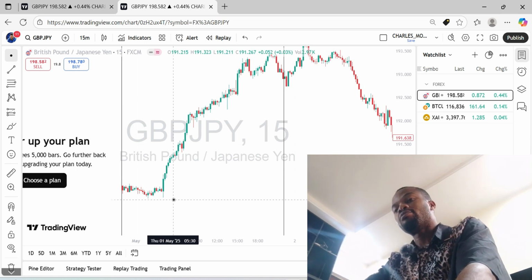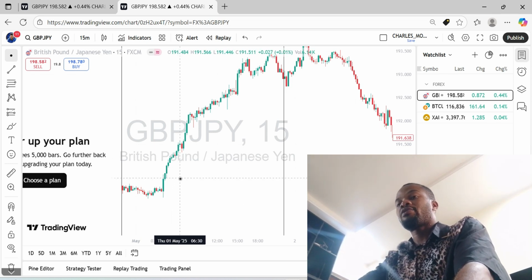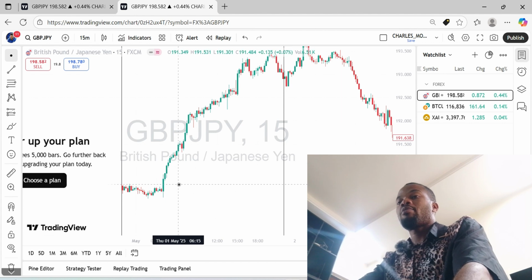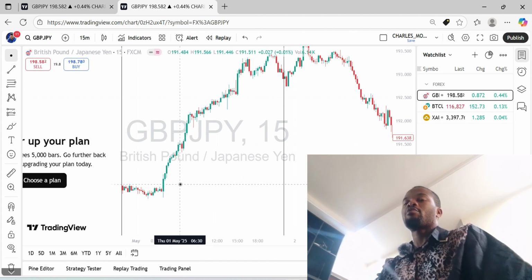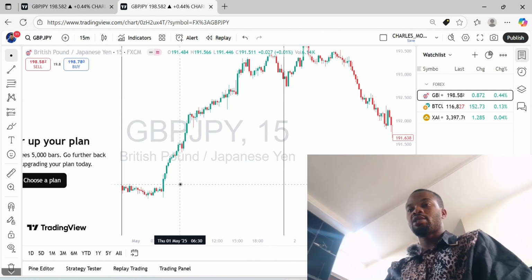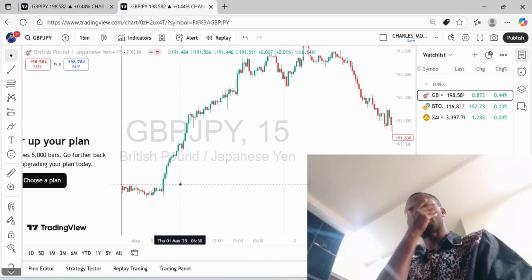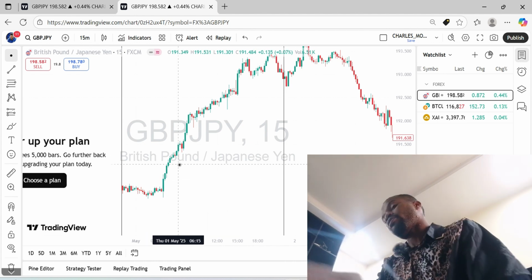If you watch from the screen here, this is Thursday the 1st. So probably if I was on this trade, I would be up from 6 a.m. to 7 a.m.